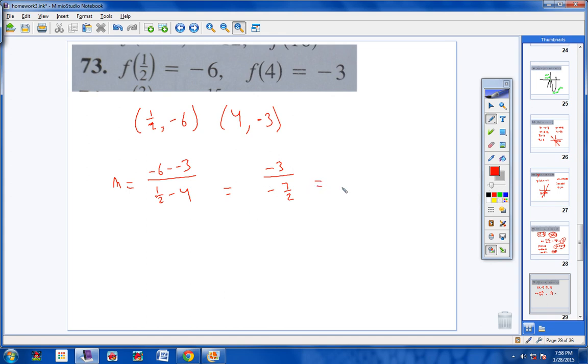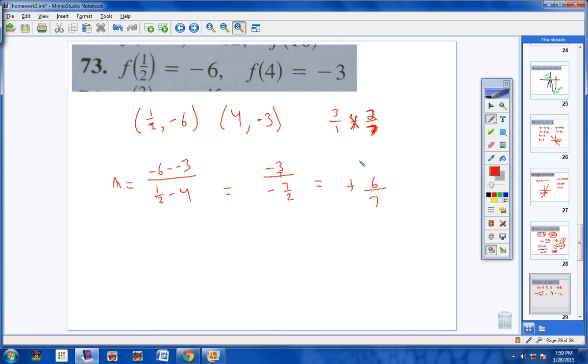Now a negative over a negative is a positive, and we really have 3 over 1 divided by 7 over 2, or we could say 3 over 1 times, and flip this fraction, 2 sevenths. 2 sevenths, okay? So my slope would be 6 sevenths. 3 times 2 is 6. 1 times 7 is 7. So the slope would be 6 sevenths.